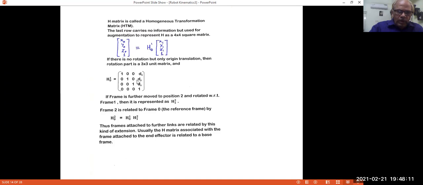If you want to represent one more transformation between frames 1 to 2 with the displacement d1 or whatever, then the H20 that is relating frame 2 to 0 will be H10 into H21. Then you can go on multiplying these 4 by 4 matrices to give the total transformation, and the relation for a point in the last frame to the so-called 0th frame or the base frame.